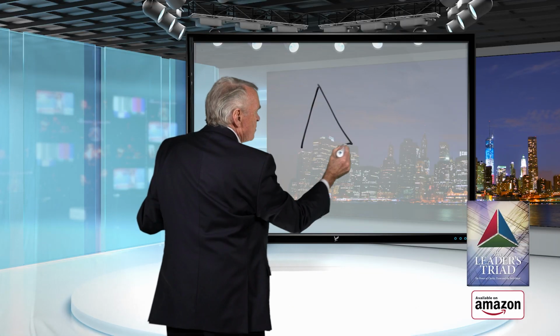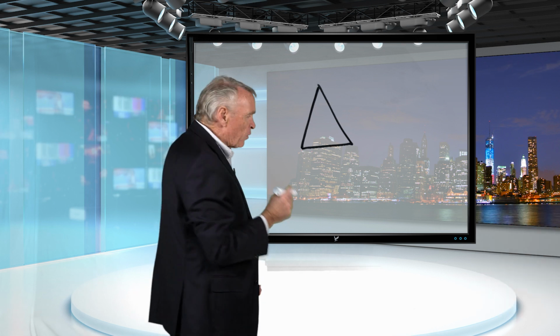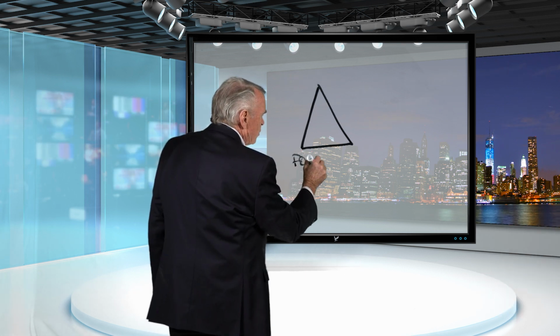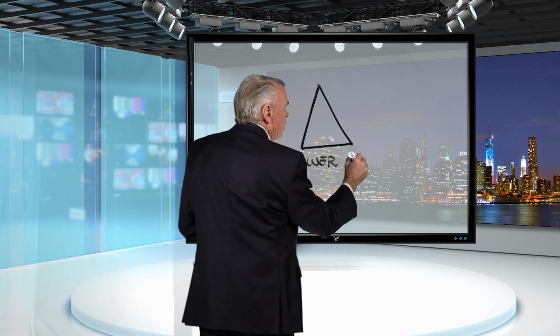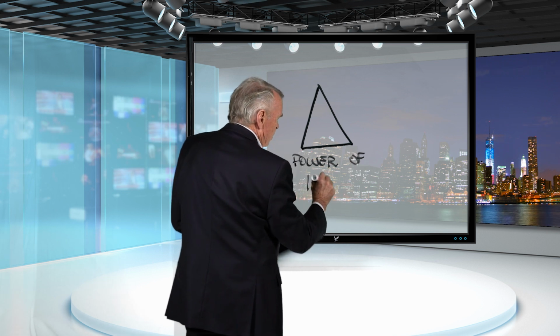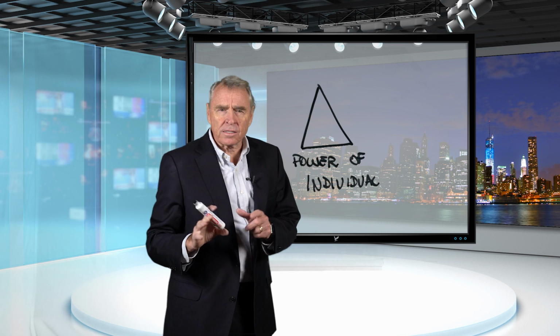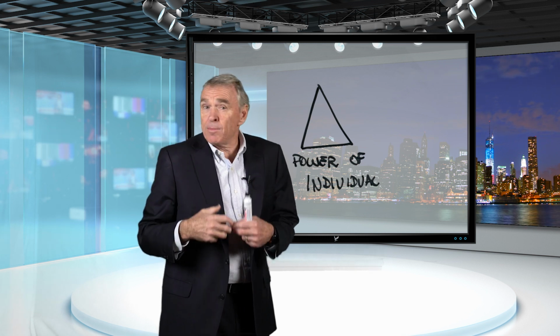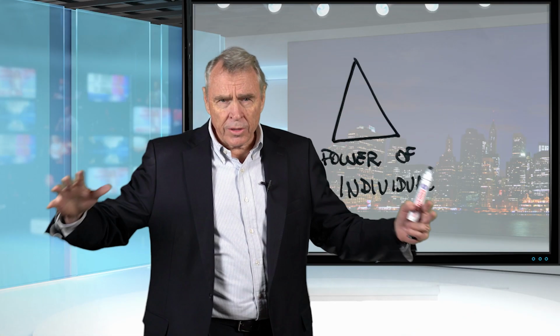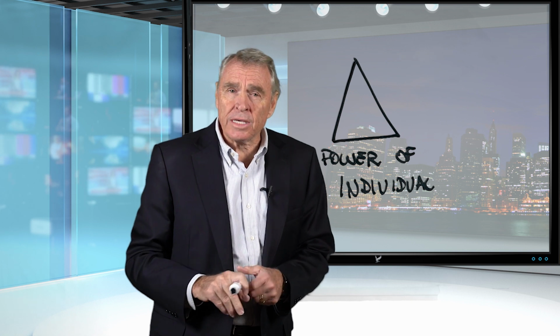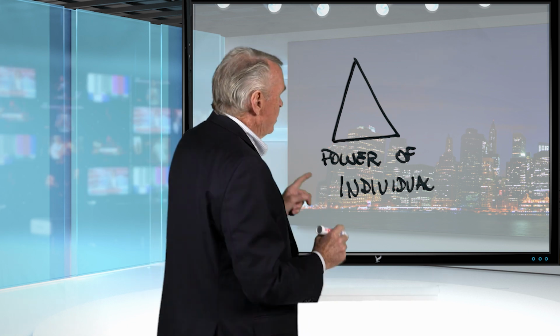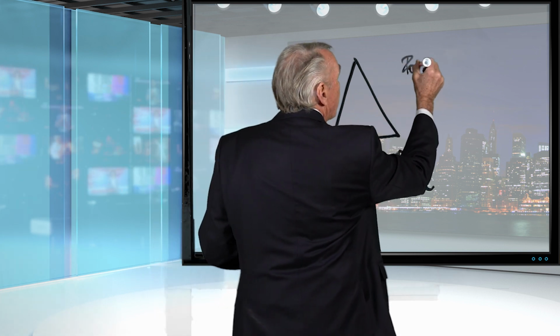And the Leader's Triad is made up of three things. The first is to pay attention to the power of the individual, the person who is actually charged with the task. They have the accountability. They may be doing it on their own, working with others around them, or they may be doing it with a team and they're the team leader. The second is the power of that team.